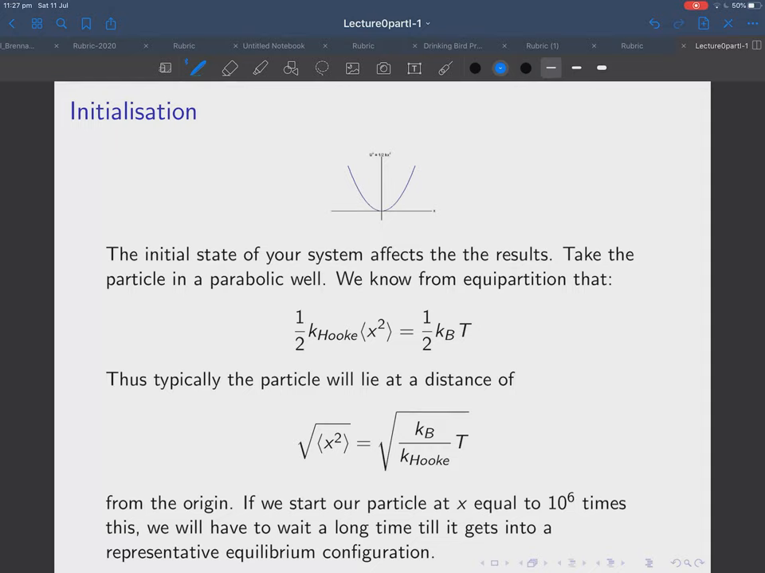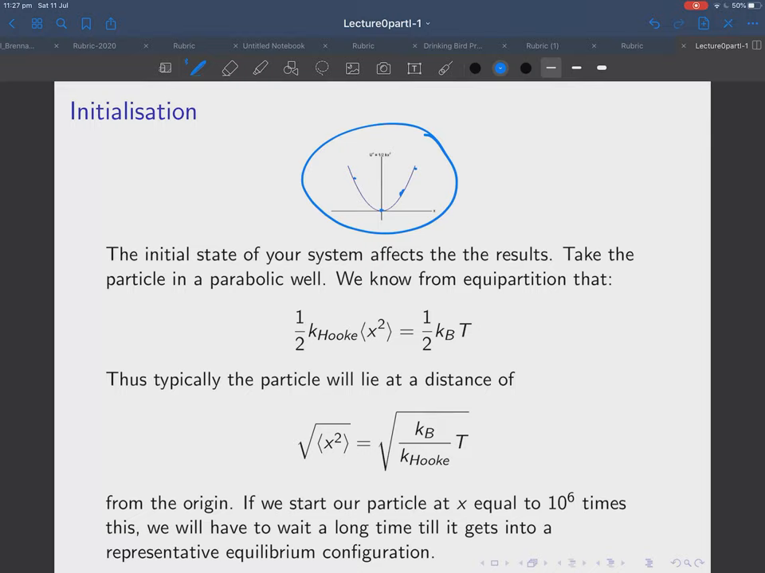So if we have our particle in a well, like this particular well here, we can start the thing off anywhere we like, right? We could start it off down there, but it could also start it up here somewhere or over there. And where you start it can, in some cases, affect the results you get. Let's look at why this is the case.